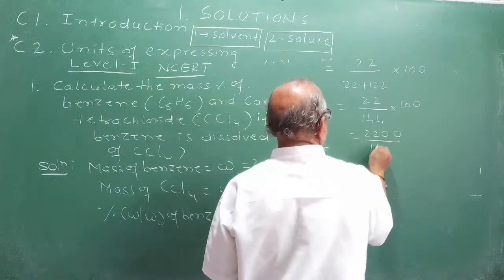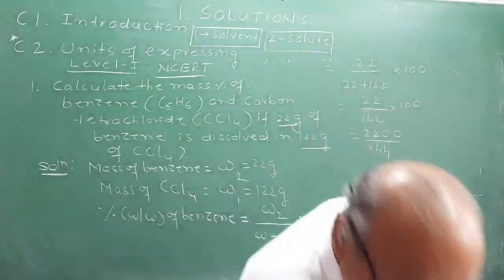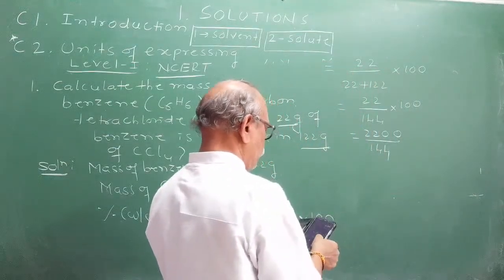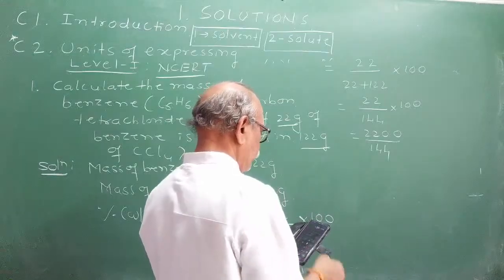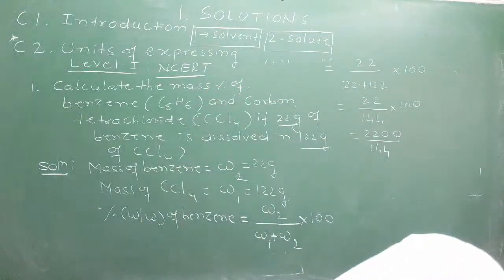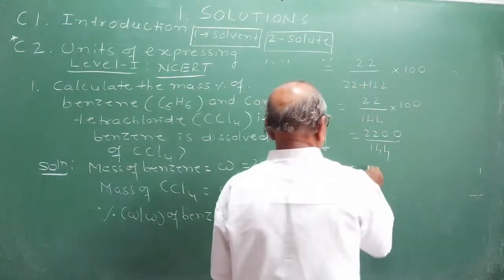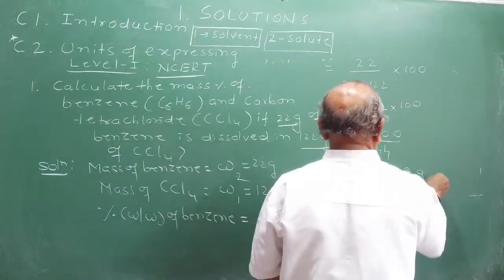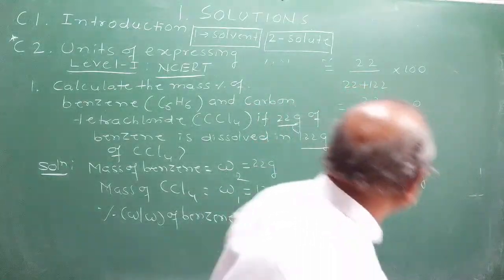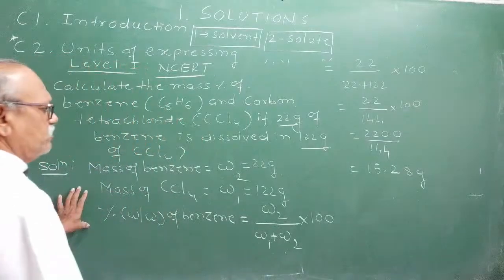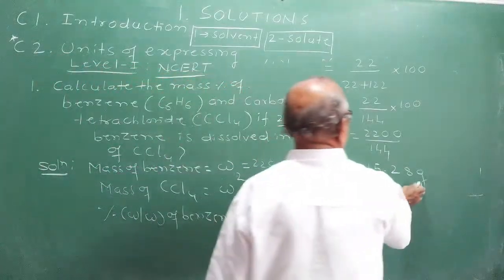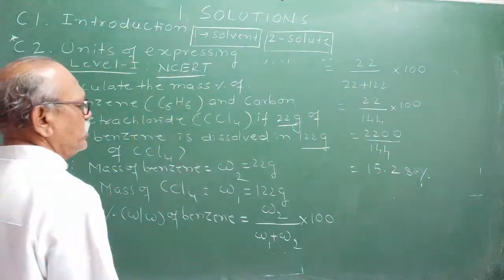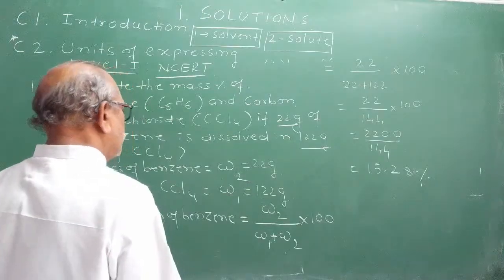2200 upon 144. We will just divide it using a calculator to save time. 2200 divided by 144 gives you 15.28. This is the mass percentage of benzene.